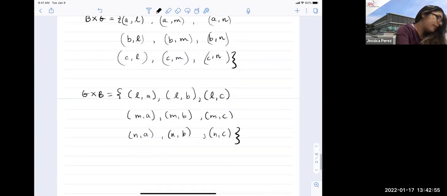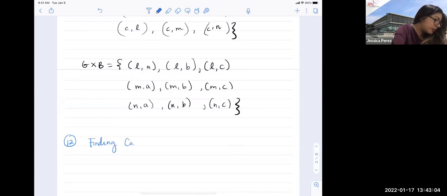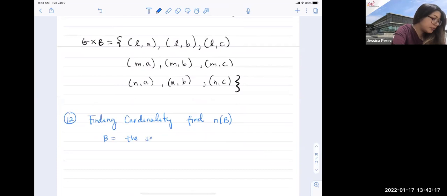Question 12. Finding the cardinality of a set. So find n of B, where B is the set of integers between -5 and 5.